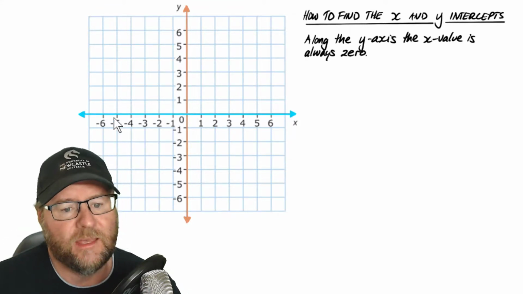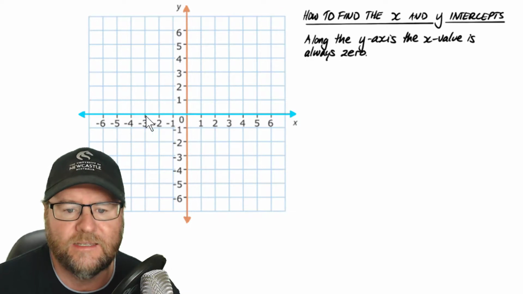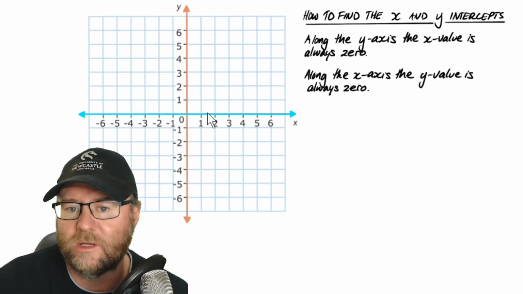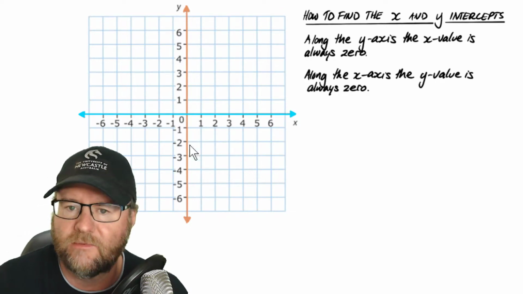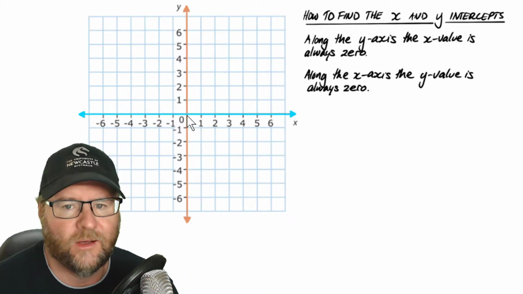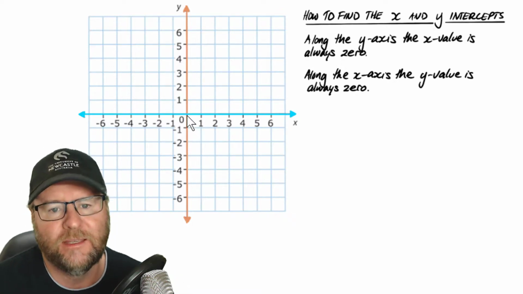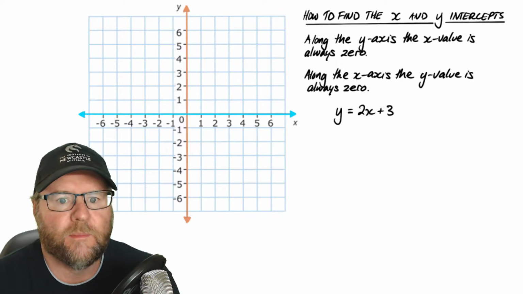And it goes the same in the other direction. So for the x-axis, along here, the y value is always 0. It never rises, it never falls beyond a y value of 0. That is the critical thing to help us proceed with what we're about to do.